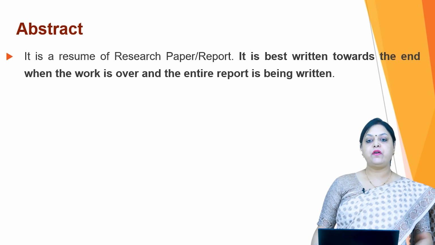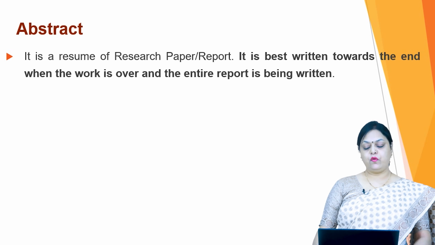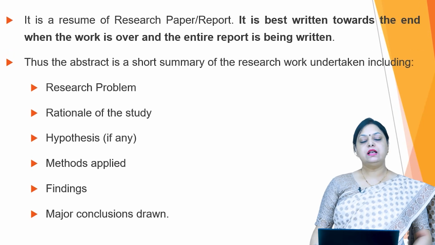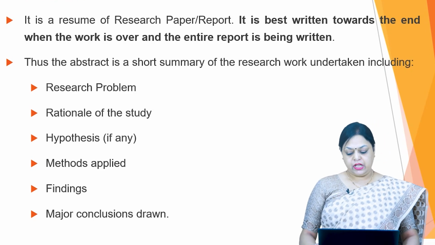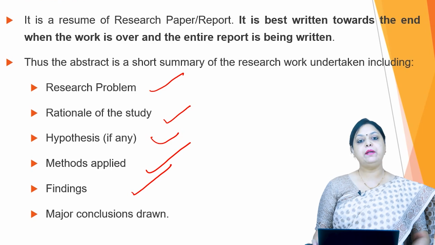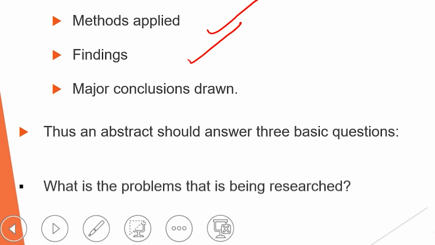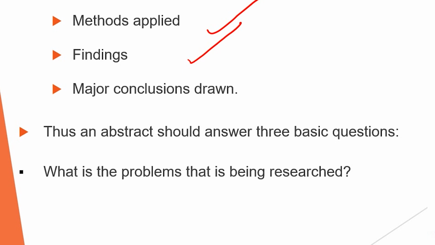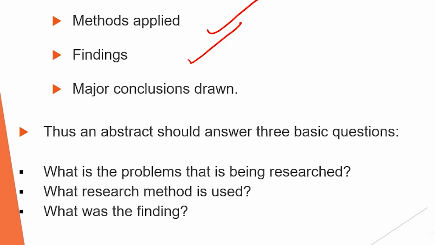Abstract. It is a resume of the research paper or report. It is best written towards the end, when the work is over and the entire report is being written. Thus, the abstract is a short summary of the research work undertaken, including research problem, rationale of study, hypothesis if any, methods applied, findings and major conclusion. Thus, an abstract should answer three basic questions. What is the problem that is being researched? What research method is used, and what was the finding?